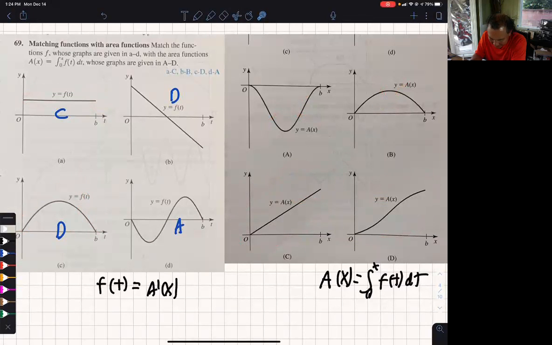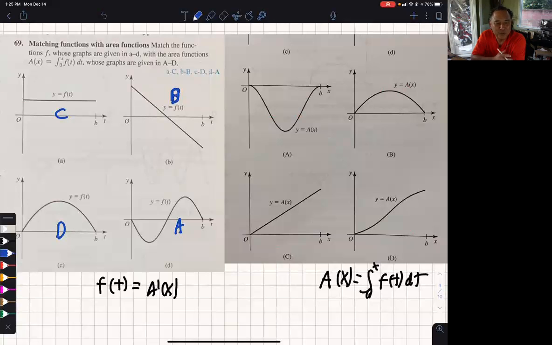Wait, is that right? I messed up. My brain, that doesn't work. I messed up somewhere. Wait, these can't both be D. This one's B. What's wrong with you, Yoshida?